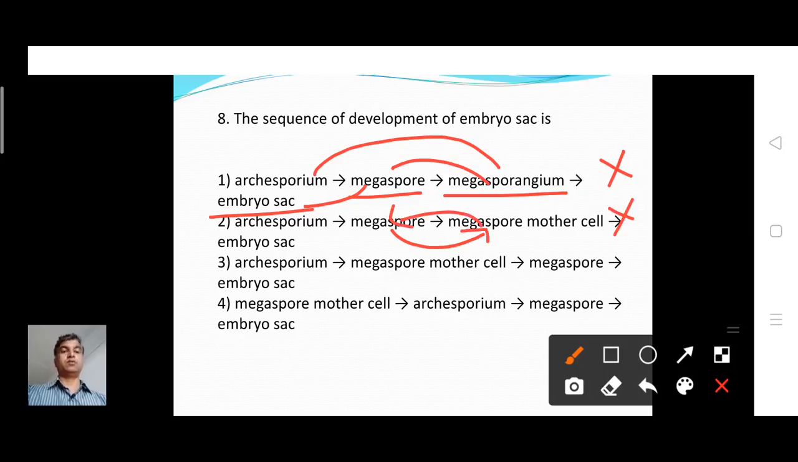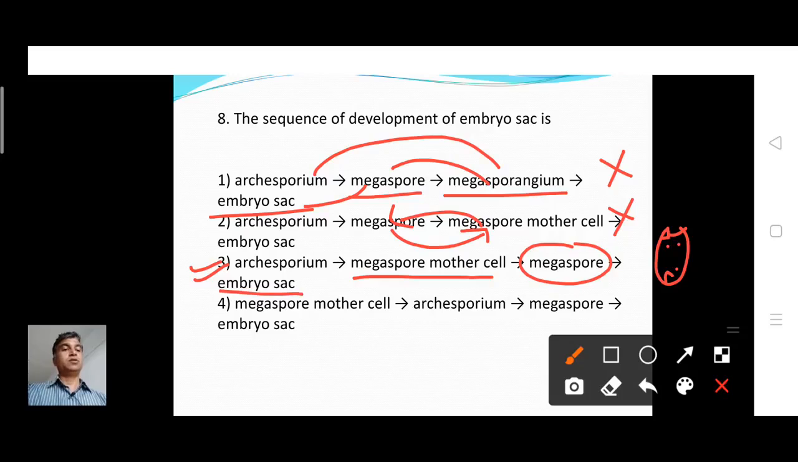This is also wrong. Third one: archisporium, megaspore mother cell, megaspore and embryo sac. Yes, this is correct. Archisporium is a sporogenous tissue which is diploid. Megaspore mother cell is also diploid. After meiosis, haploid megaspores are produced. This megaspore undergoes mitosis to produce the 7-celled, 8-nucleate embryo sac.